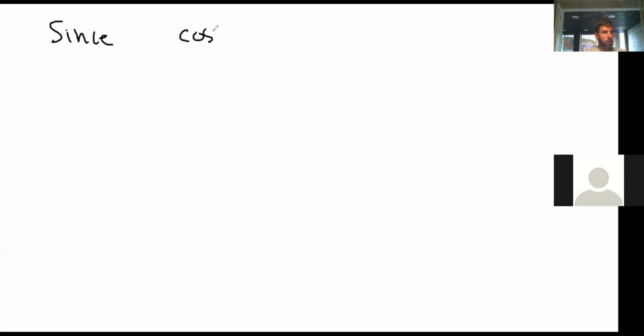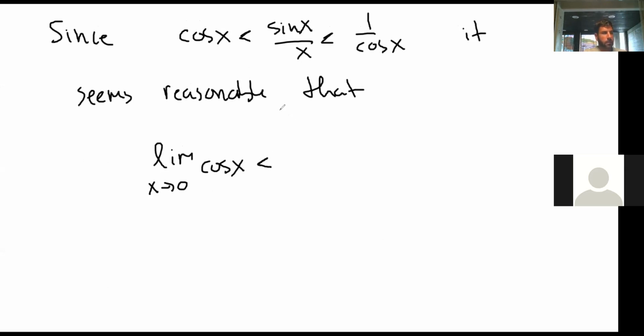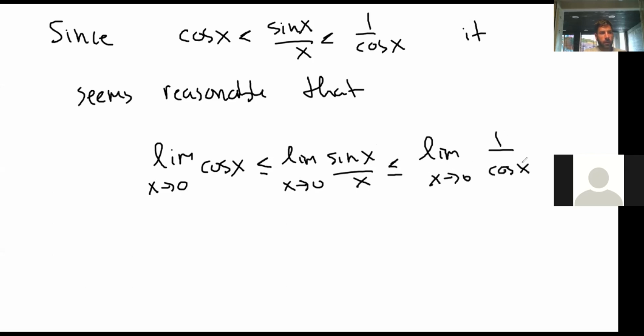Since the cosine of x is less than sine of x over x, which is less than 1 over the cosine of x, it seems reasonable that the limit as x approaches 0 of the cosine should be less than or equal to the limit as x approaches 0 of the sine of x over x, which is less than or equal to the limit as x goes to 0 of 1 over the cosine of x.